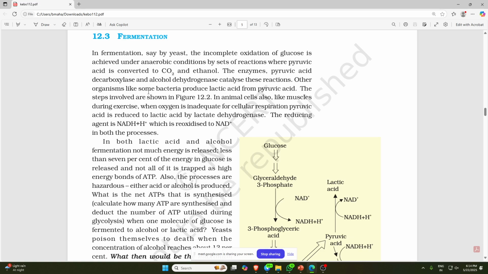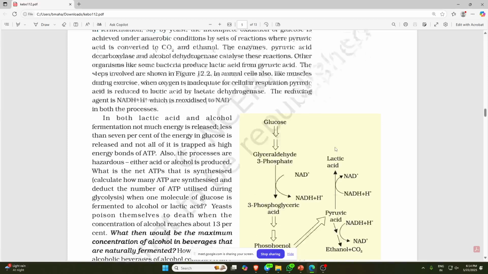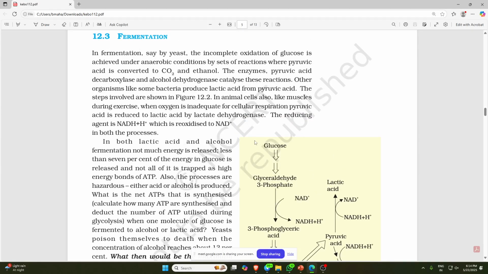Other organisms like some bacteria produce lactic acid from pyruvic acid. The steps involved are shown in figure 12.2. This is the actual figure given over here. In animal cells like muscle during exercise, when oxygen is inadequate for cellular respiration, pyruvic acid is reduced to lactic acid by lactate dehydrogenase.